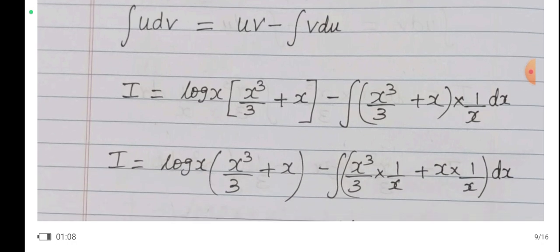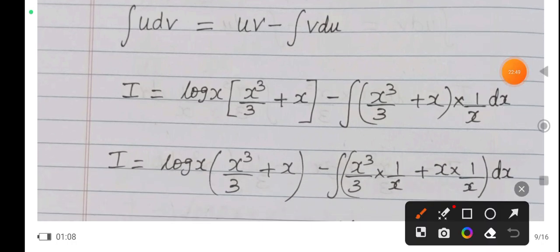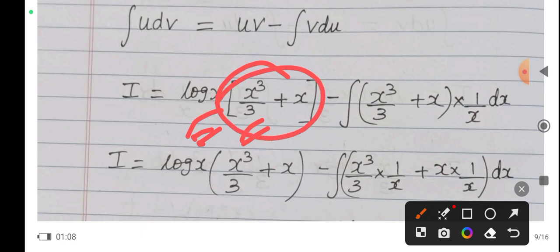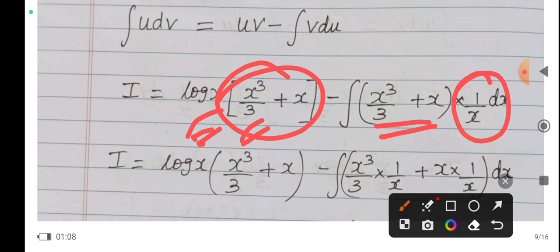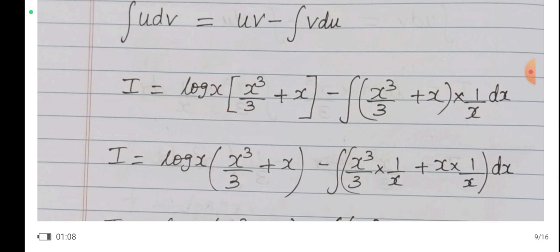Integral u dv equals uv minus integral v du. U is log x times v is x cube by 3 plus x, minus integral v is x cube by 3 plus x into du is 1 by x dx. Then what now?